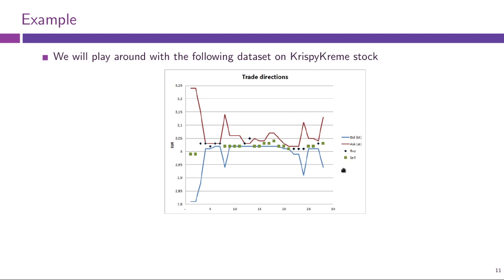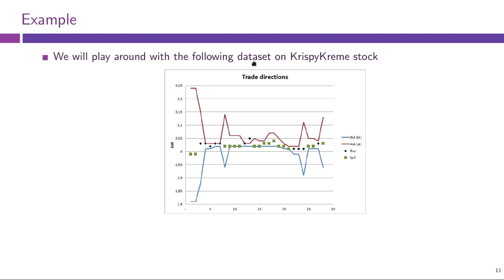So this is the data set that accompanies the textbook. Once again, we are following the textbook by Foucault, Pagano, and Roell. Excuse me, I still don't know how to pronounce that surname correctly. You can find the data set on the textbook's companion website. This data set, in general, gives you data on one trading day in Krispy Kreme stock. Krispy Kreme is a coffee and donut franchise company, similar to Dunkin' Donuts, if you do not know that.